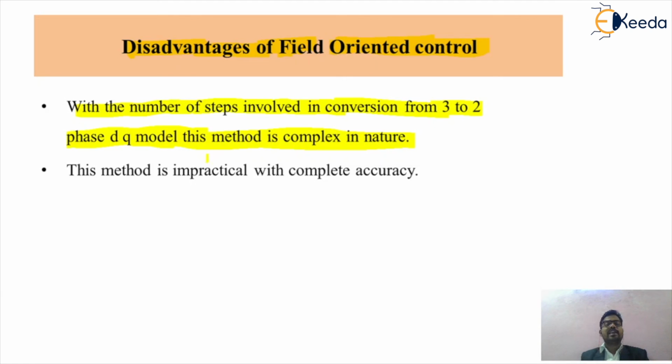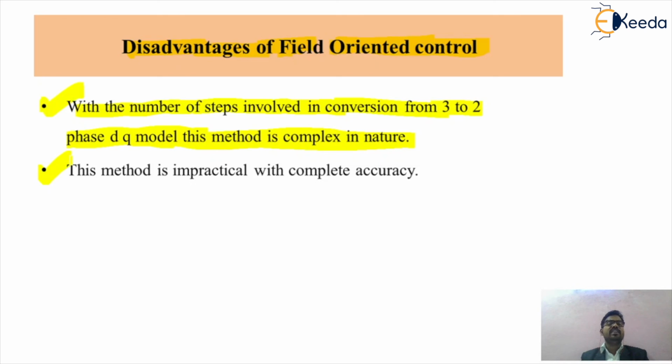We want to use the Clarke transformation to go from the two phase stationary frame quantity into a two phase rotating frame quantity. Then again we want to use the Park transformation. So the complexity of this method is greater in the field oriented control scheme. So this is the first disadvantage.